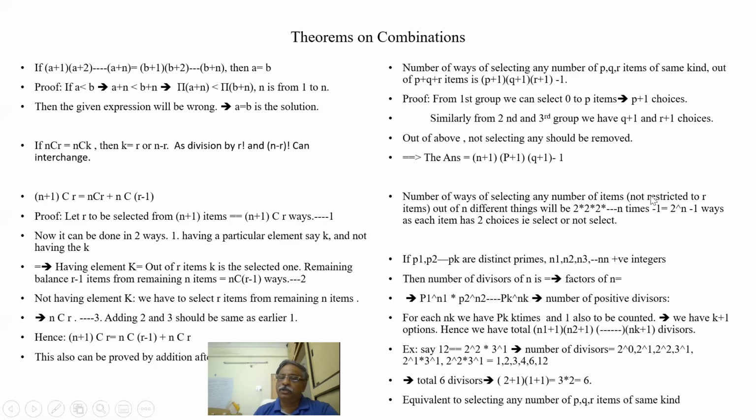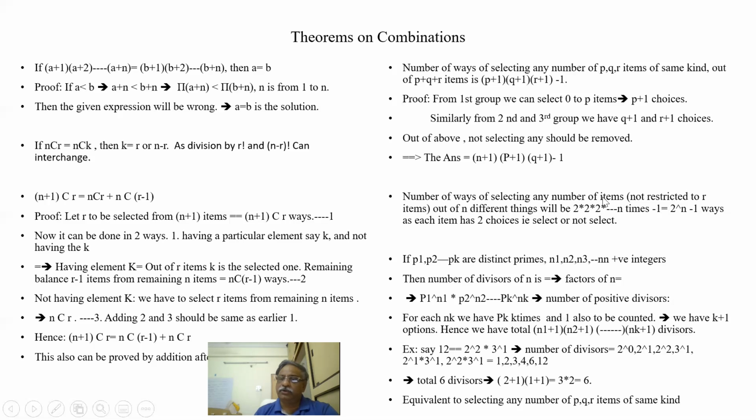Each item has two options, like I said, P plus 1. Each item is independent. Each item can be selected or cannot be selected. It has two choices. So like that, all items have two choices, so 2 to the power of n.